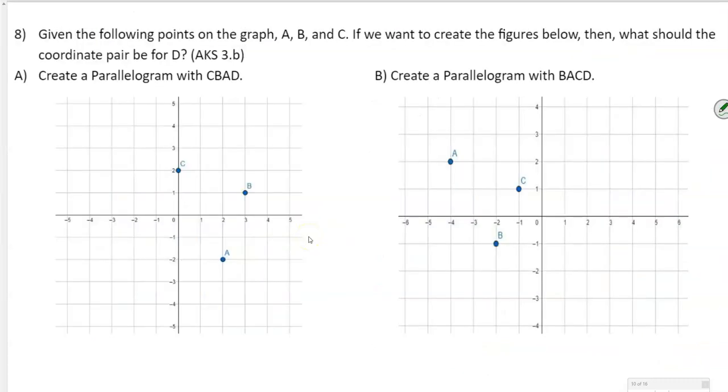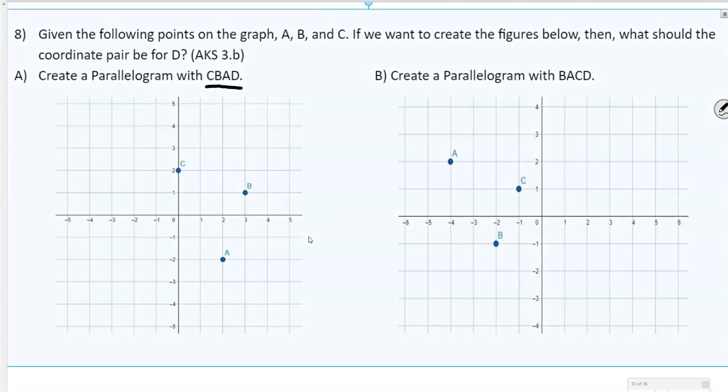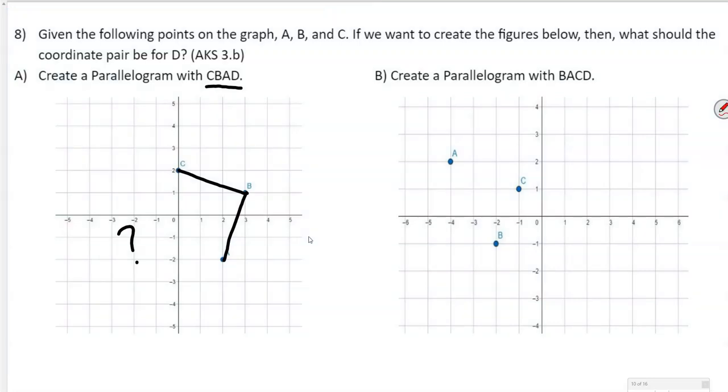It says, given the following points in the graph ABCD, we want to create figures below. Then what should the coordinate pair be for D? Okay, so it's really important here that you draw this problem in the order that it's given. So it says C, B, A. So we know that D is going to be over here somewhere, right? Okay. So we're going to use the slope. I'm going to use the slope from B to A. So I'm going down 1, 2, 3, and left 1. So right here I'm going down 1, 2, 3, and left 1. So that's where I think point D is.